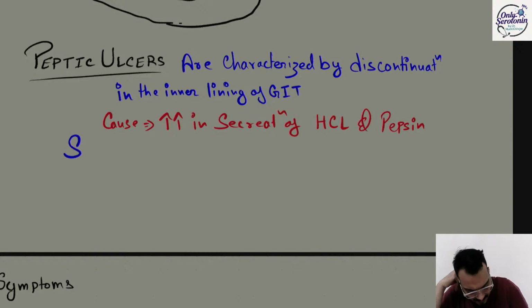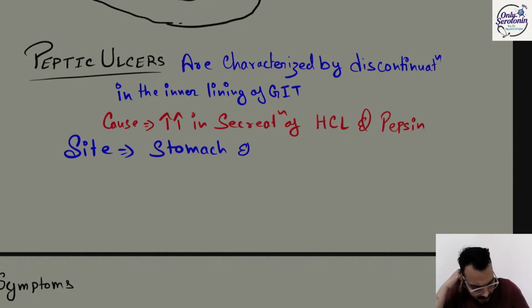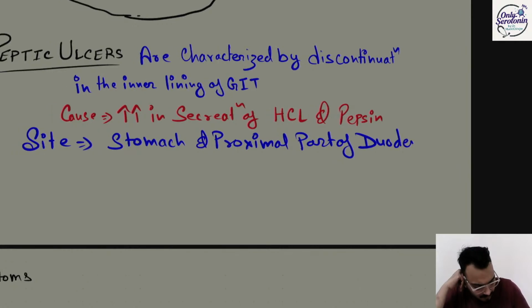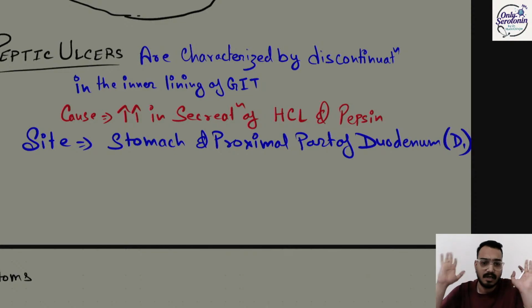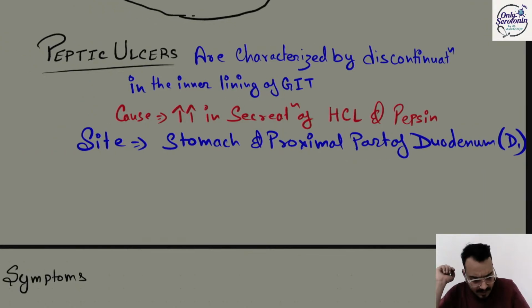What is the site, guys, where they are present? The site is the stomach, or it can happen in the proximal part of the duodenum, that is D1. So if it is happening inside the duodenum, we will call them duodenal ulcers, and if it is happening in the stomach, we are going to call them peptic ulcers. Done, guys.